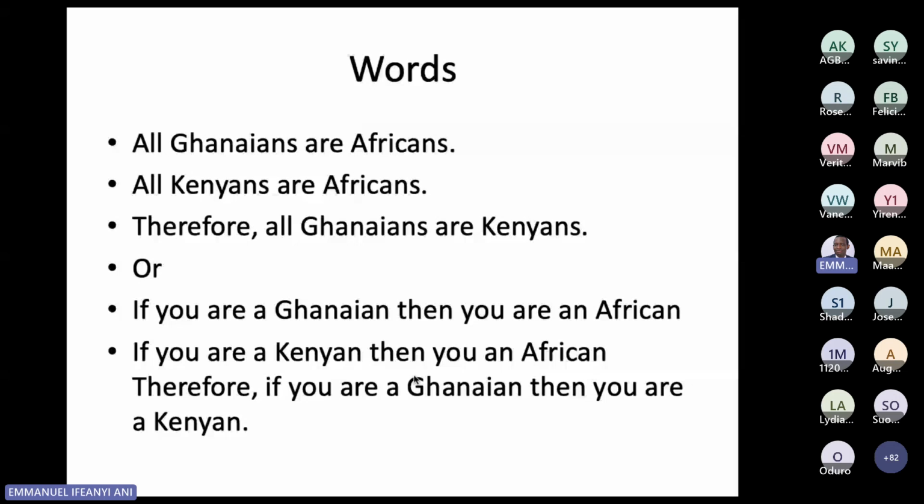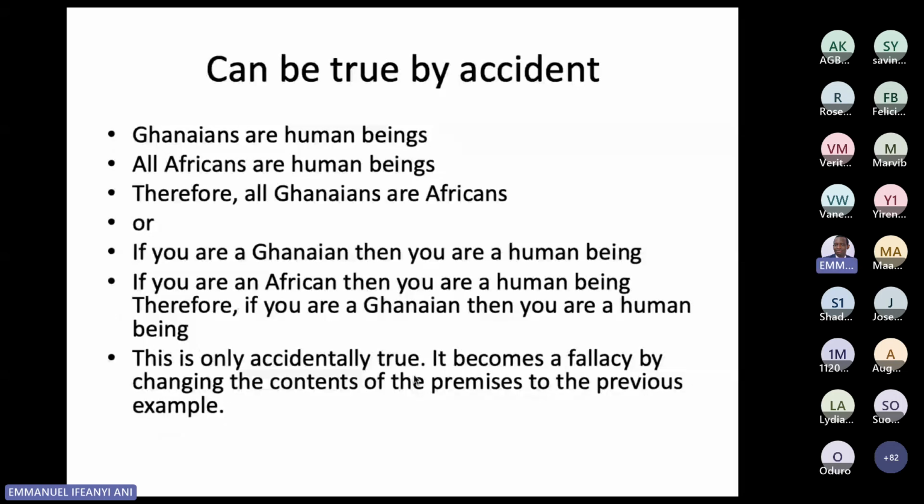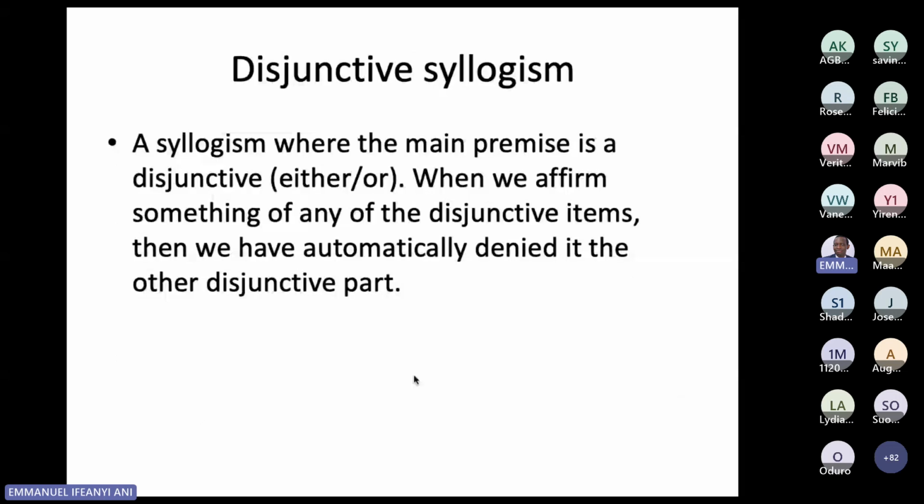Now let's look at disjunctive syllogism. A syllogism where there is a disjunctive, either or. Any either or statement is called a disjunctive statement. When we affirm something of any of the disjunctive items, then we have automatically denied the other disjunctive part. Example: either A is true or B is true. A is true, so B is false.